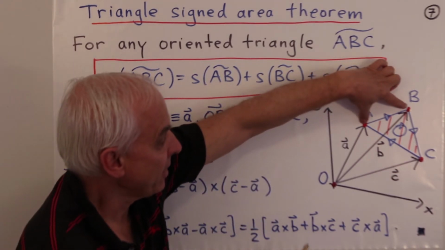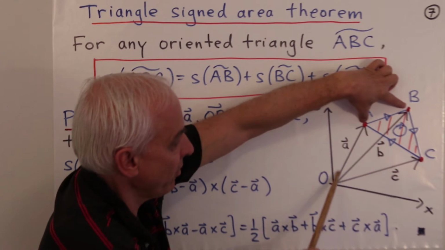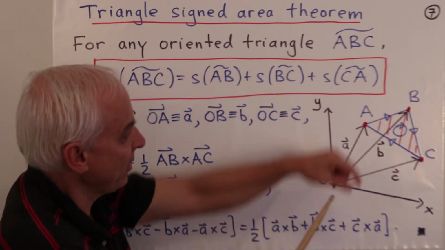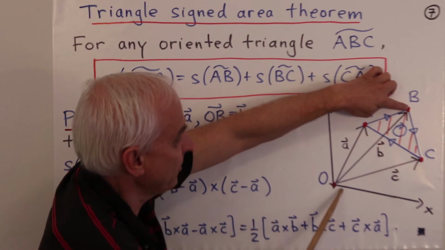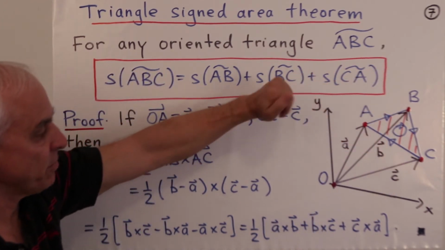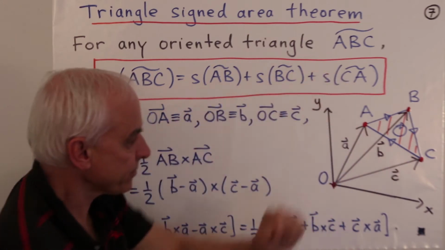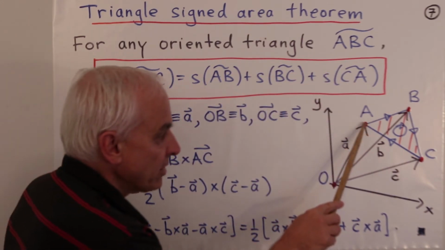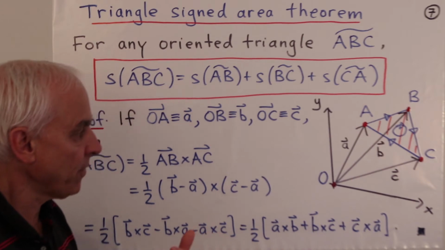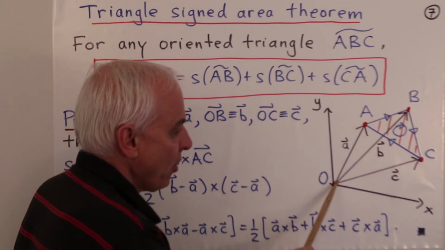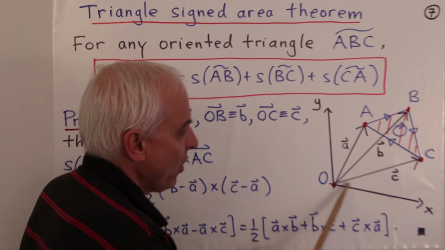So AB there would give us a triangle OAB. So this first thing here really corresponds to the signed area of that triangle there. And this one here, S of BC, corresponds to the signed area of the triangle BCO. So that's that triangle there. And this third one, S of CA, corresponds to the oriented triangle CAO. Okay, so that's that oriented triangle there. So the geometrical content is that if you want to calculate this signed area of ABC, that oriented triangle, then you can do it by taking the area here of OAB, adding the area of OBC, and then the area of OCA.